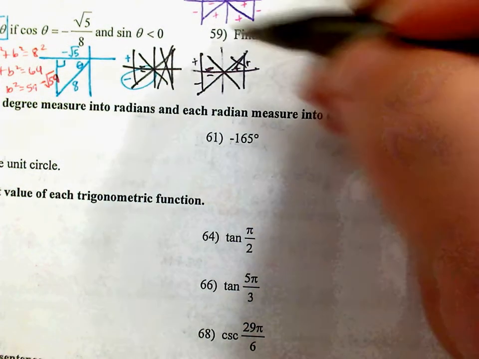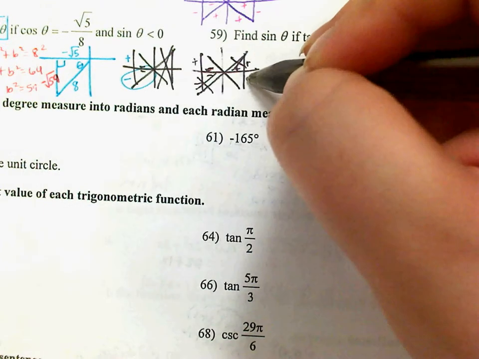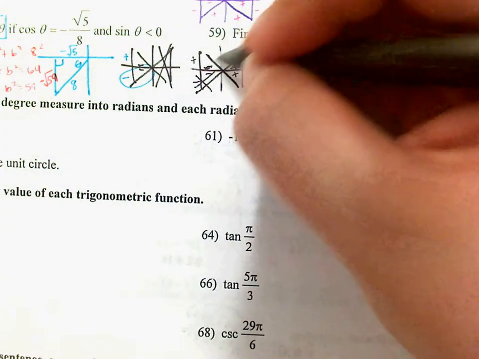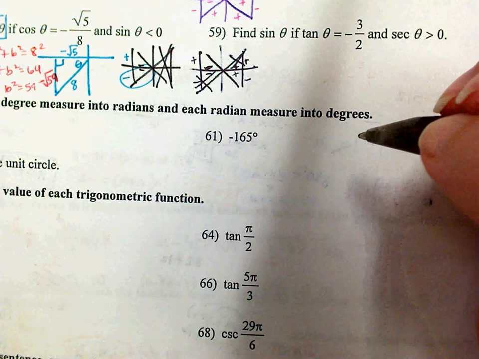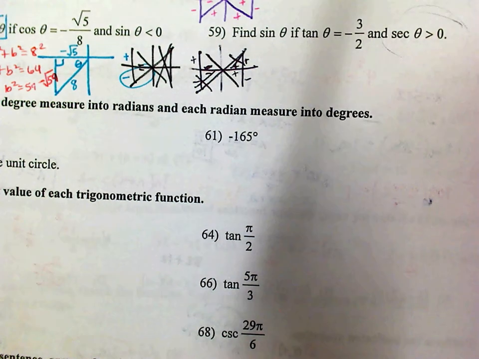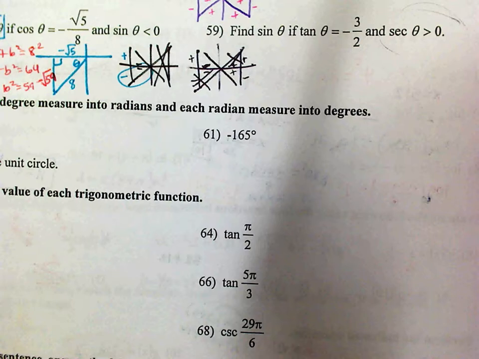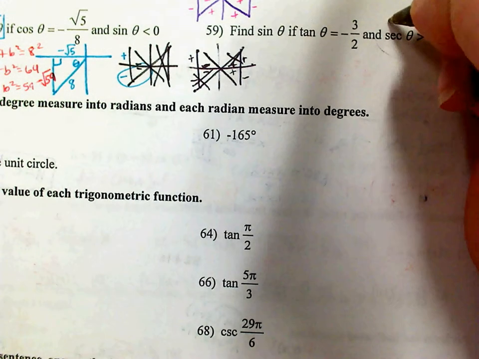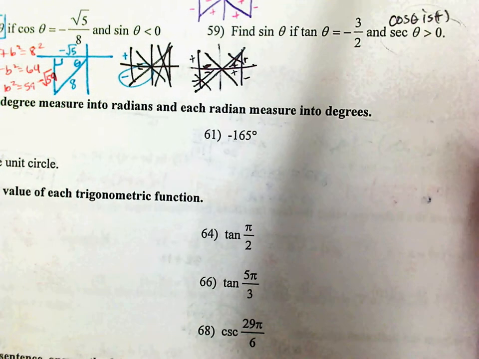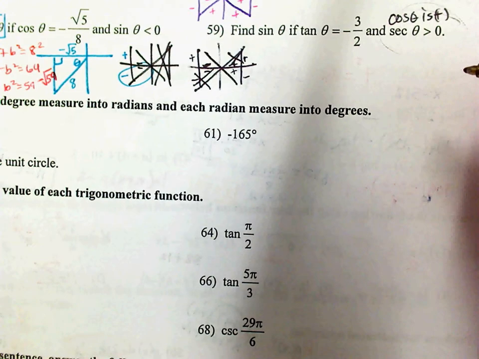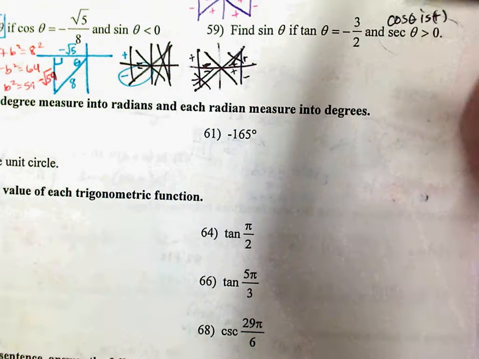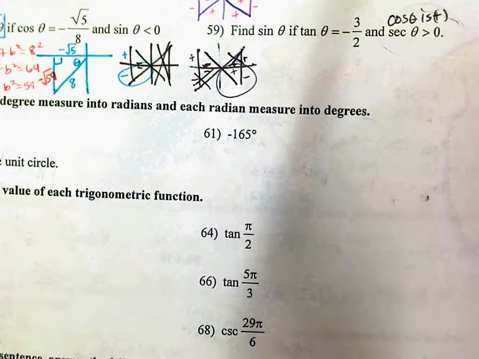So I have two options right now, quadrant 2 and quadrant 4. But they tell me that secant is positive. Secant's reciprocal of what? So they're telling me cosine is positive. Cosine is the up and the down or the left and the right? Cosine is negative on the left side and positive on the right side. I need it to be positive, so we're talking fourth quadrant. So I draw a triangle in the fourth quadrant.